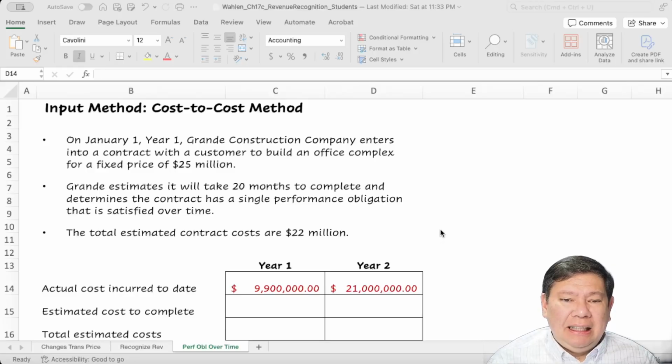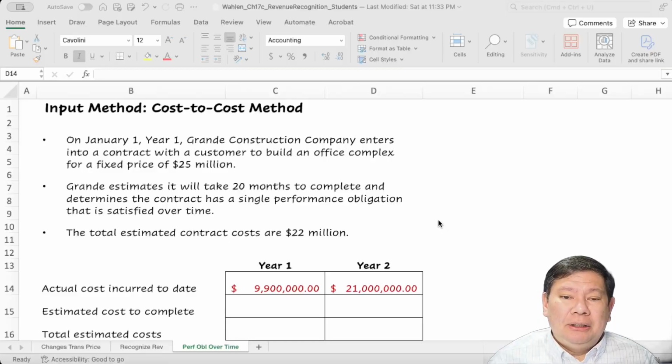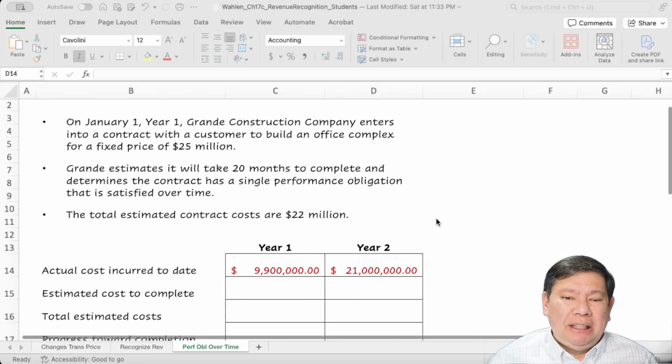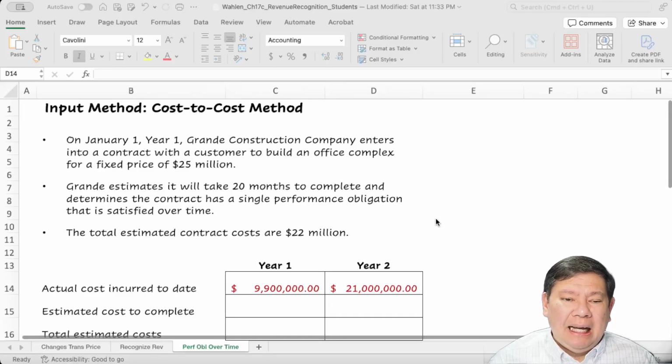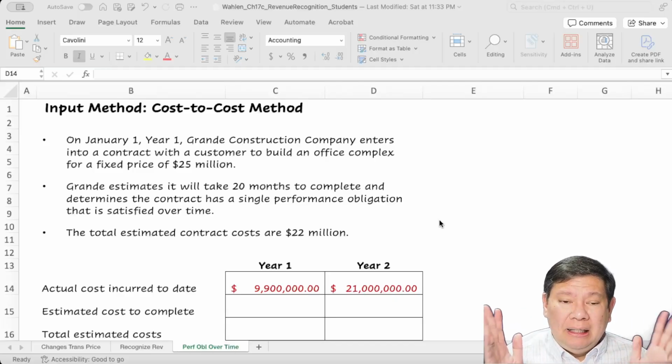On January 1st, Grande Construction Company enters into a contract with a customer to build an office complex for a fixed price, $25 million. Grande estimates it will take 20 months to complete and determines the contract has a single performance obligation that is satisfied over time. The total estimated contract cost is $22 million, and that's what we are going to use to calculate the percentage of completion, the performance obligation met.